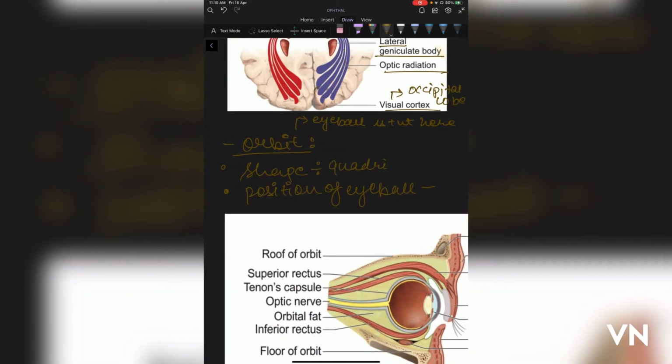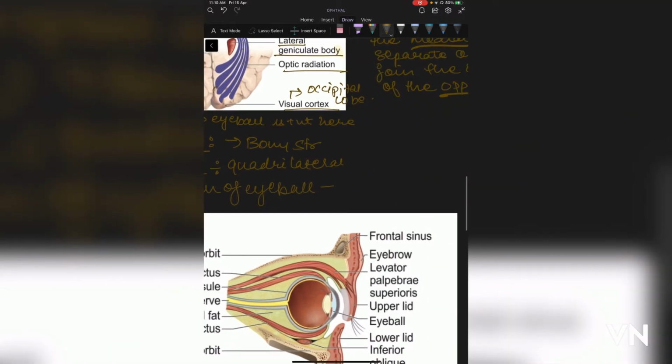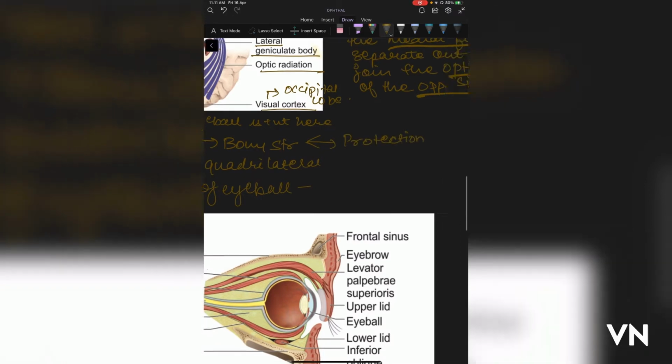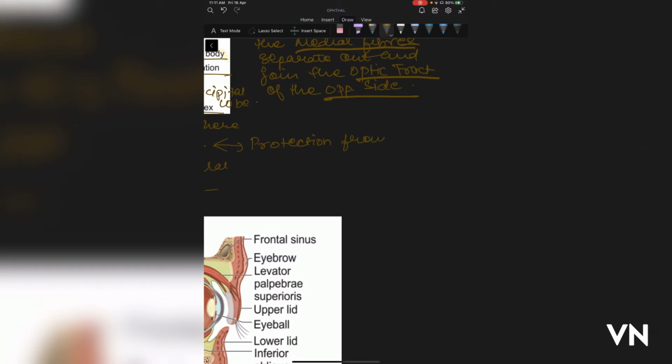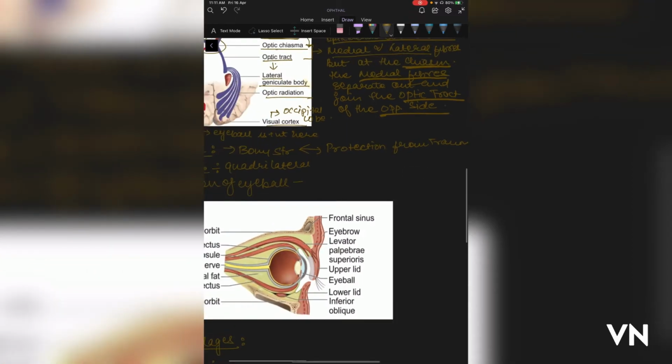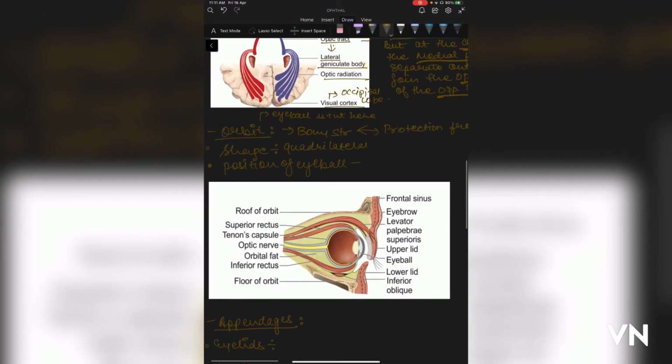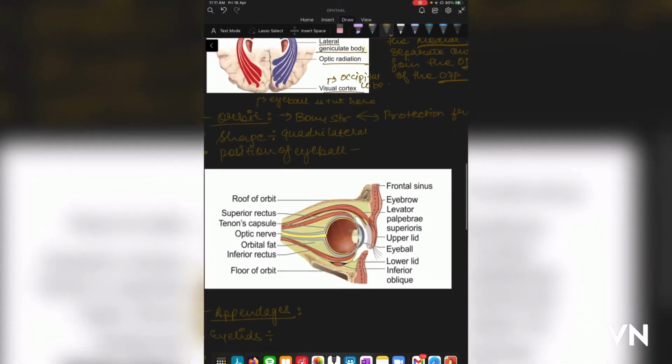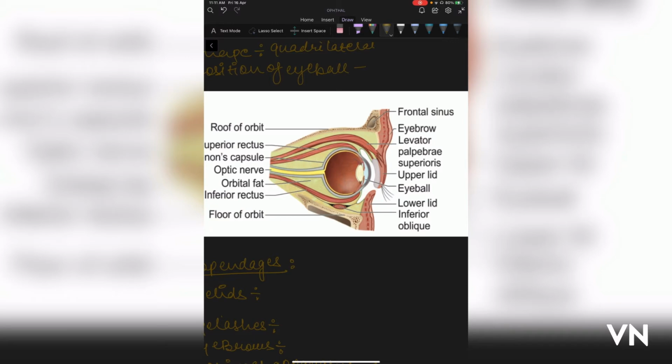a quadrilateral shape. The orbit is entirely a bony structure which provides protection, basically protection from trauma. Protection from trauma is the major function of the orbit. I'm not saying the only function, but the major function. It is a quadrilateral shaped bony structure.